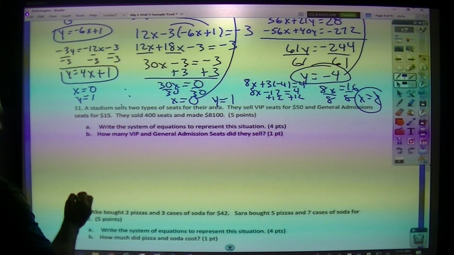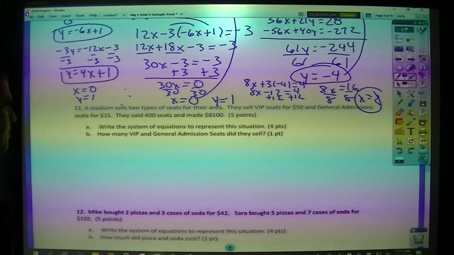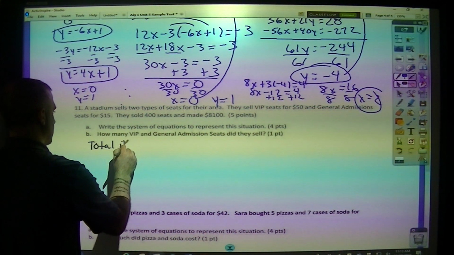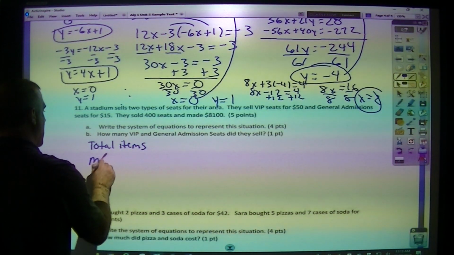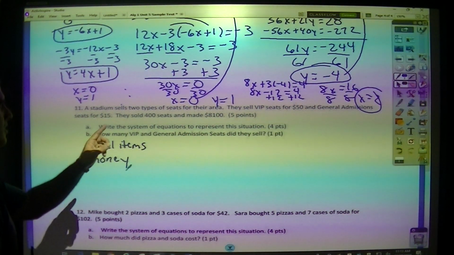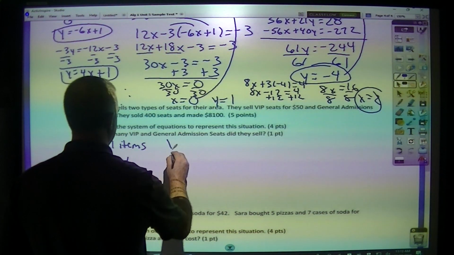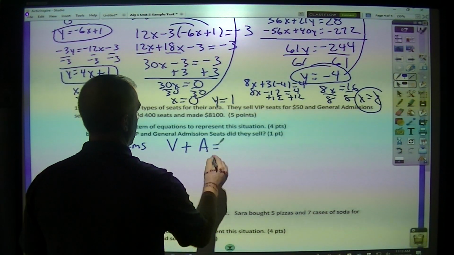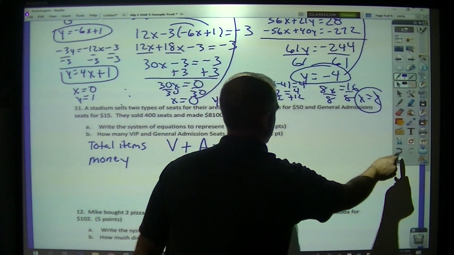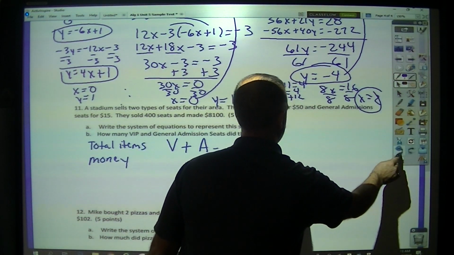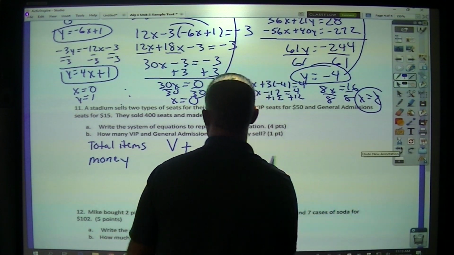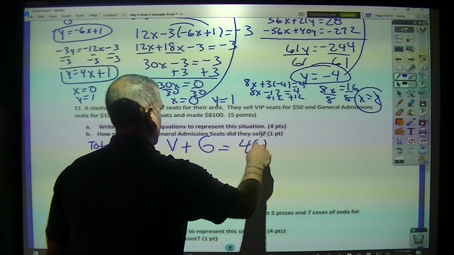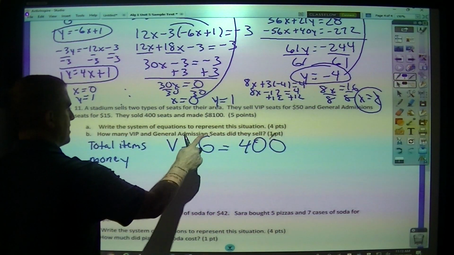So what you do for this is you make 2 rows, a total items line and a money line. The total items: we're selling VIP seats, V plus G for general admission, equals 400. We sold 400 seats. So there's the VIP seats and the general admission seats.